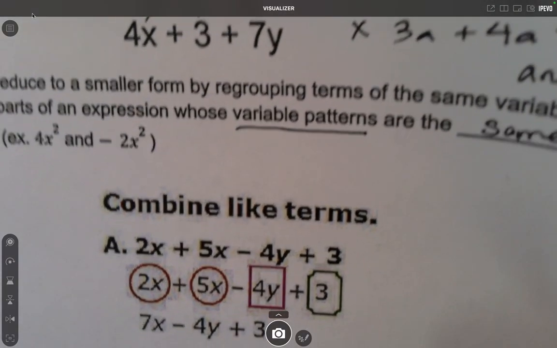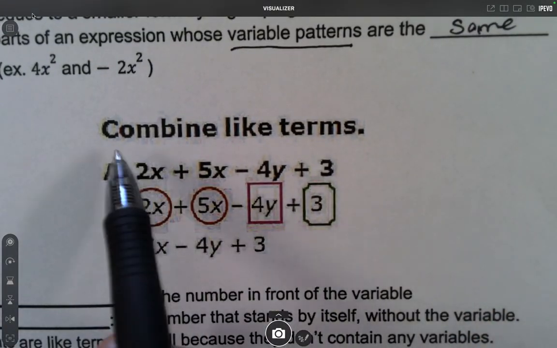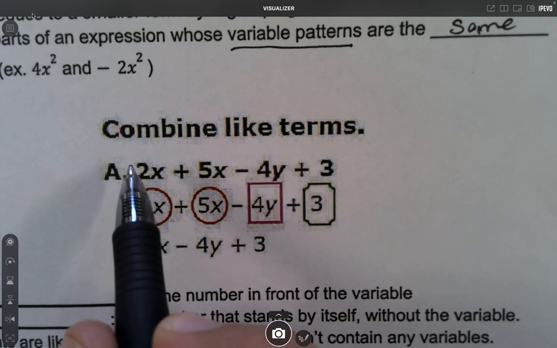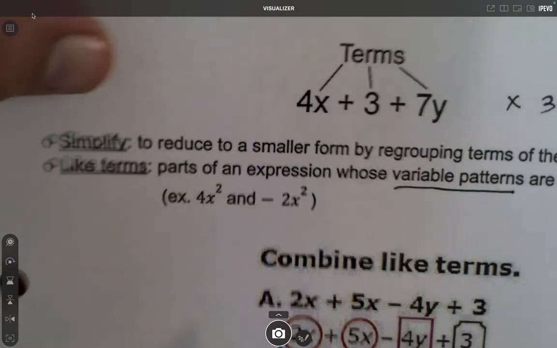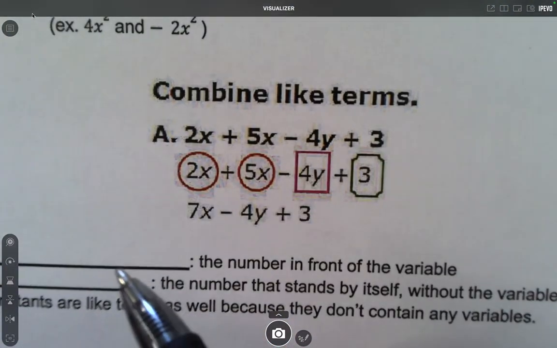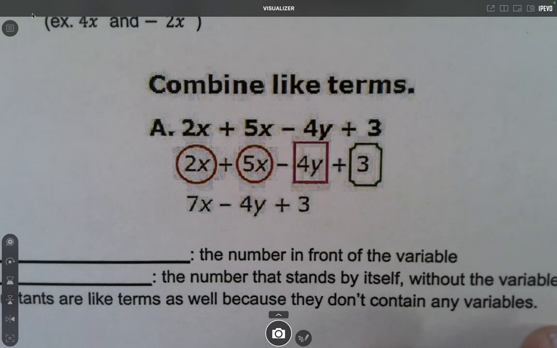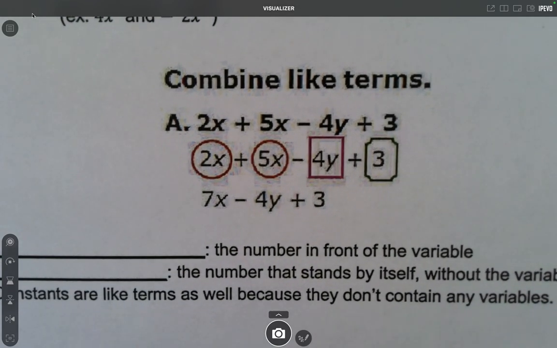So here's an example already written out. Now, it says combine like terms. Another thing they could have said here is simplify, using that word right up here. Simplify is another direction they could have given here. So to simplify, we'll have to combine the like terms.